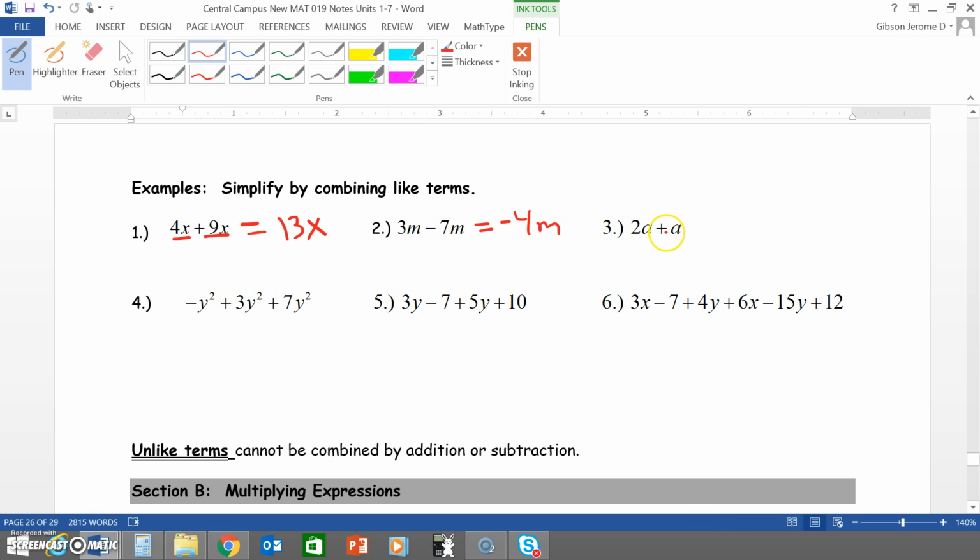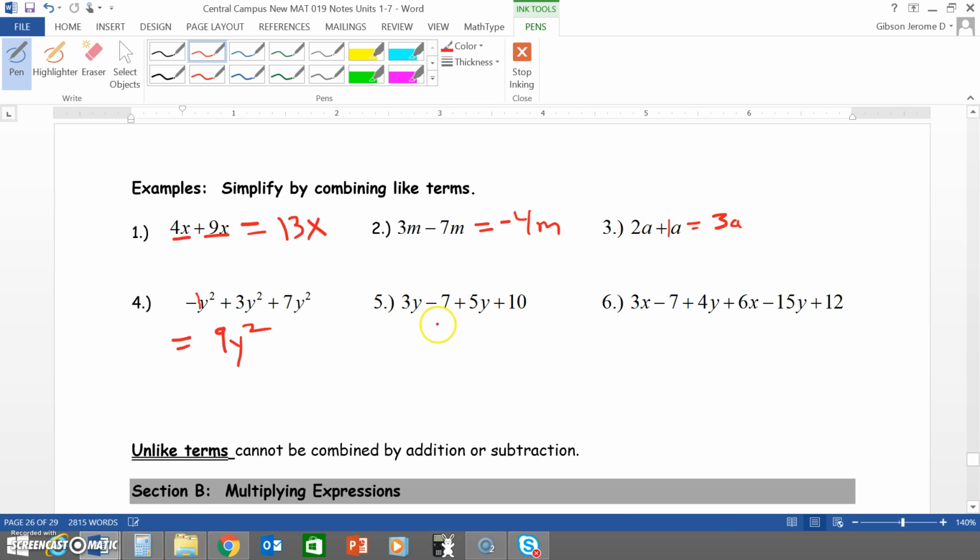Now with number 3, we had 2a plus a. Remember, it's assumed to be a 1 in front of this a. So we'll add the coefficients. There'll be 3, and we'll carry over the a. Now we come here to number 4. You notice they have all the same variables taken all to the same exponent. Now this is assumed to be a negative 1 in front of this y. So we'll add up the coefficients here. Negative 1 plus 3 is 2, plus 7 is 9. And then we'll bring down our y squared.